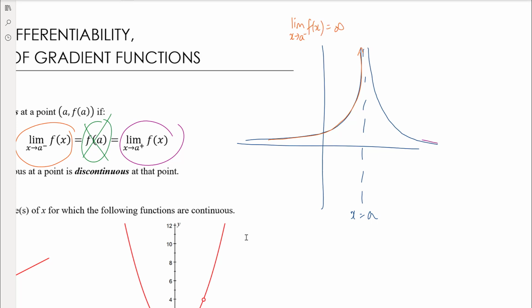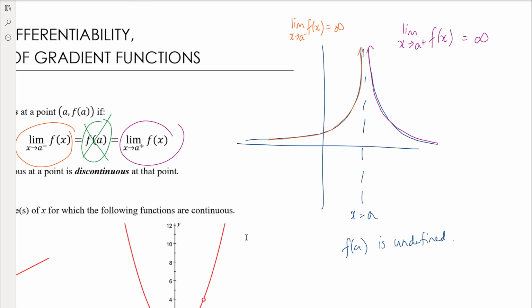The limit as x approaches a from above is also infinity, so those two things exist and are equal to each other, but f of a, again, is undefined. So f of a might be undefined if we have an asymptote at that point, or if we have a hole in the graph at that point, like I drew in the previous example. And in those instances, we would say that the graph is discontinuous at x equals a. It is not continuous when x equals a.